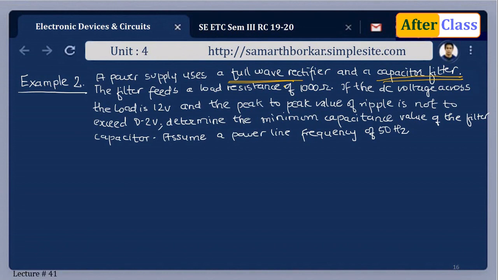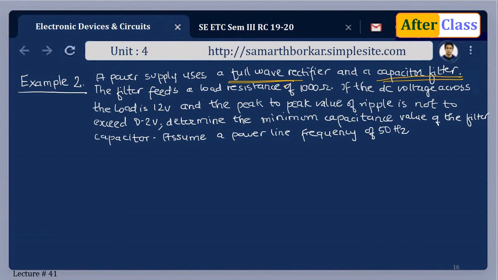Okay. So the filter feeds a load resistance of 1 kilo ohm. The DC voltage across the load is 12 volts, meaning the output voltage intended is 12 volts. Peak to peak value of the ripple is not to exceed 0.2 volts. So we can take ripple voltage as 0.2 volts. Don't get misled by terms like exceed or should be limited to. Take that same value as it is and determine the minimum capacitance value of the filter capacitor. Assume the frequency as 50 Hz.